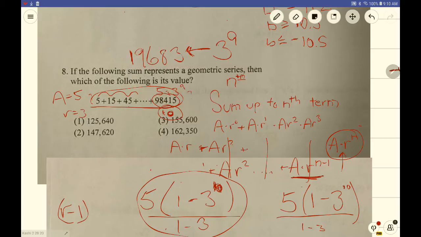It turned out to be 5 times 3 to the 9th, so that made it the 10th term in the series. So you take 5 times in parentheses 1 minus 3, which is the common ratio, to that 10th power, because it's the 10th term in the series that we're adding up till. And the denominator is 1 minus the common ratio, 1 minus 3. And we got the right answer, whatever that was.